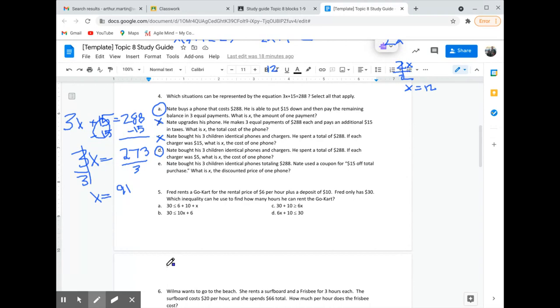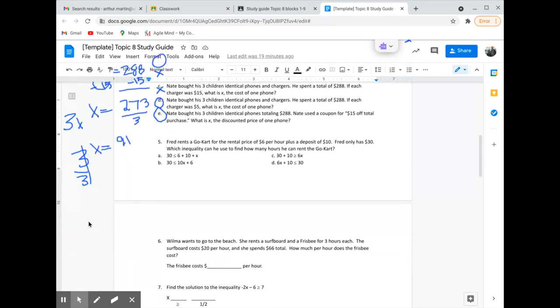And the last one says he bought his 3 children identical phones totaling $288. He used a coupon for $15 off. And it says, what is X, the discounted price of one phone? Well, to find the price of one phone, you'd have to divide it by 3 people. So would that still be $91? Yes, it would. That's right. So we would get A, D, and E for that one. All right, let's see what Fred does.